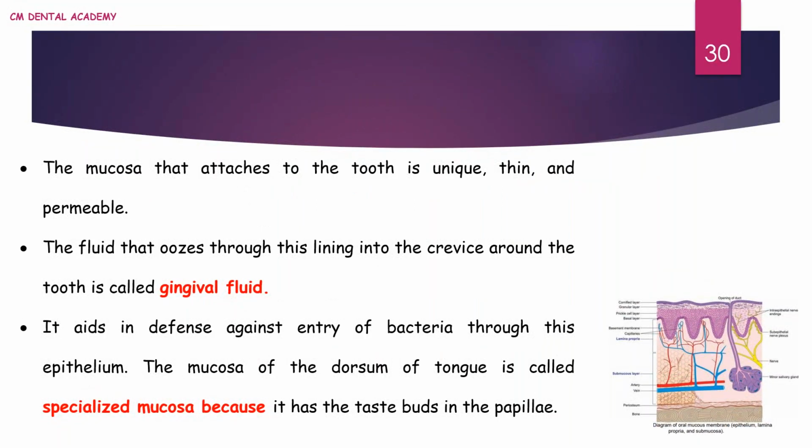The mucosa that attaches to the tooth is unique; it is thin and permeable. The fluid that oozes through this mucosal lining around the crevice of the tooth is called the gingival fluid. This fluid is of clinical importance because it prevents the entry of bacteria through this epithelium. The mucosa of the dorsum of the tongue is called the specialized mucosa because it has the taste buds in the papillae.